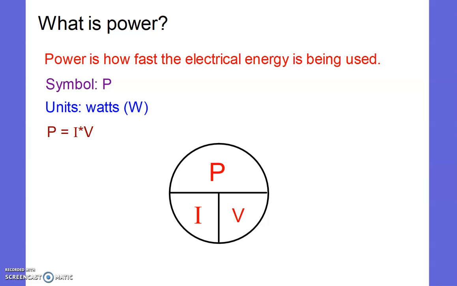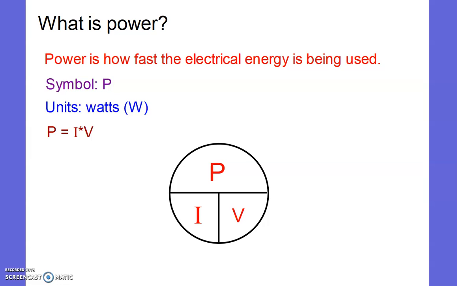The last thing we want to talk about here is power. This is really a combination of current and voltage. Power is how fast the electrical energy is being used. It's more of a speed thing. Symbol is letter P, and the unit is measured in watts. We use letter W for watts.